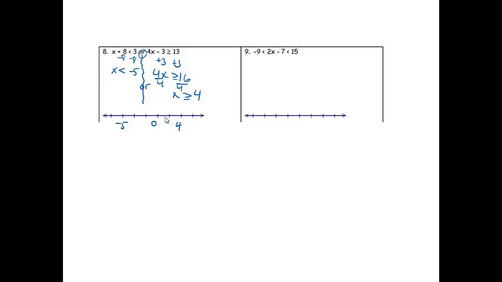I think I'll put 0 in the middle. Less than negative 5 is an open circle to the left, and 4 is a closed circle pointing to the right. Okay, number 9. Negative 9 is less than 2x minus 7, which is less than 15.